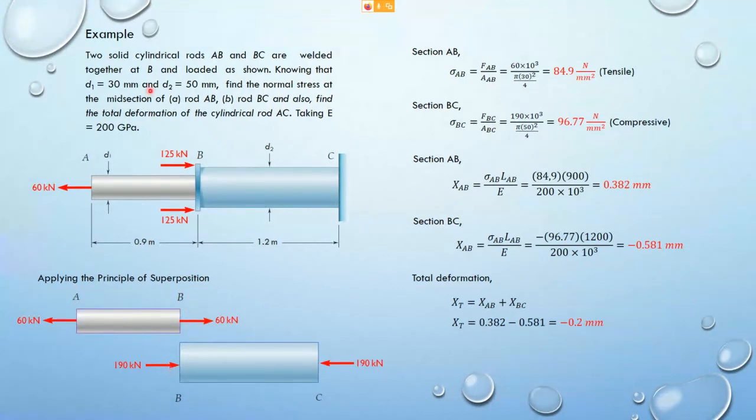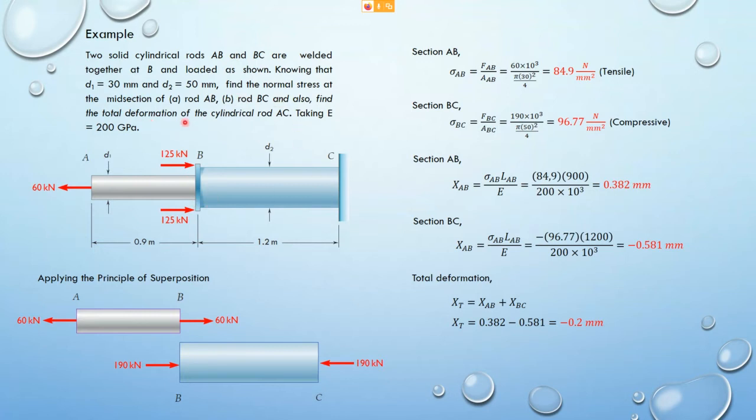250. Okay, 250. Now, knowing that the diameter of part 1, that means this part here, AB, is 30 millimeter, and part 2, that means BC, is 50 millimeter. Find the normal stress at the midsection of the rod AB, and the rod BC here.